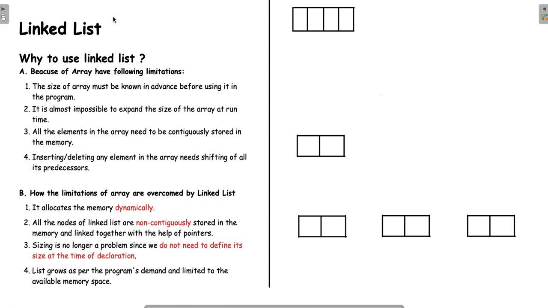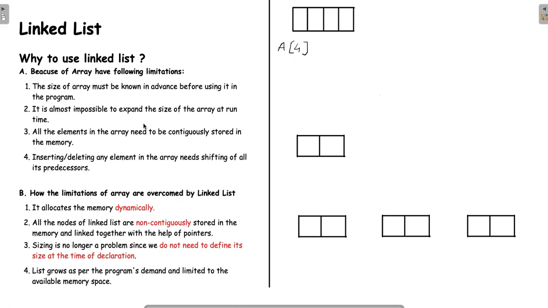So there are some disadvantages of array, as I have mentioned here, that the size of the array must be known in advance before using it in the program. So let's say we have this array. Whenever you want to use an array, you have to declare the size of the array. For this example, suppose we have an array whose declared size is 4. So you have to mention this size 4. You cannot change this size later on while running your program.